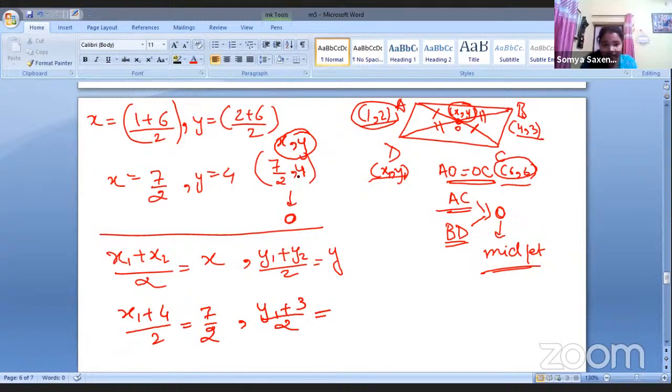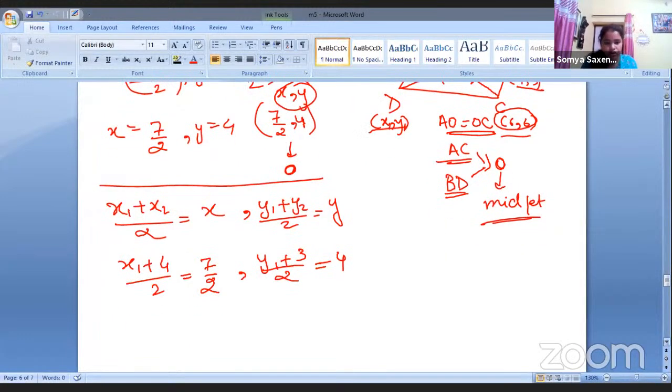Okay, this Y is 4. So we can just cancel out this in this part. X1 comes out to be 3 and Y1 comes out to be, this goes there, 8 minus 3, 5.